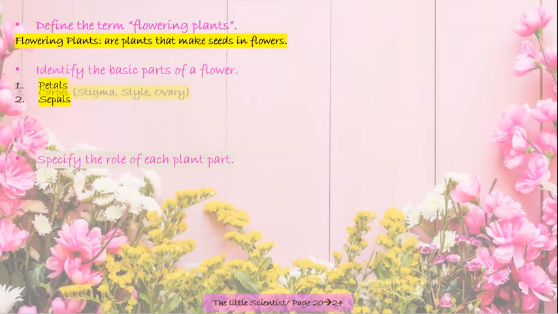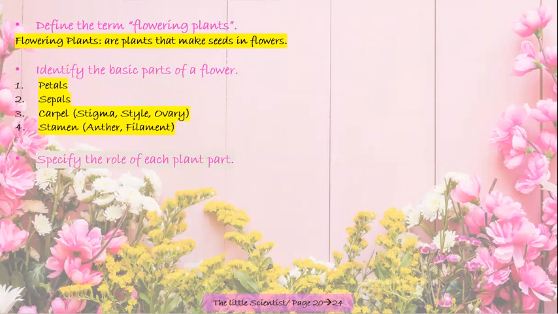A flower shows petals, which are the colorful parts, sepals, which look like leaves, a carpel, which is the female part made of a stigma, style, and ovary, and the stamen, which is the male part composed of an anther and a filament. Okay, what's the job of these? The petals are beautiful to attract animals. The sepals protect the flower as it's growing. The female part and the male part have an important role that we're going to talk about in the upcoming videos.